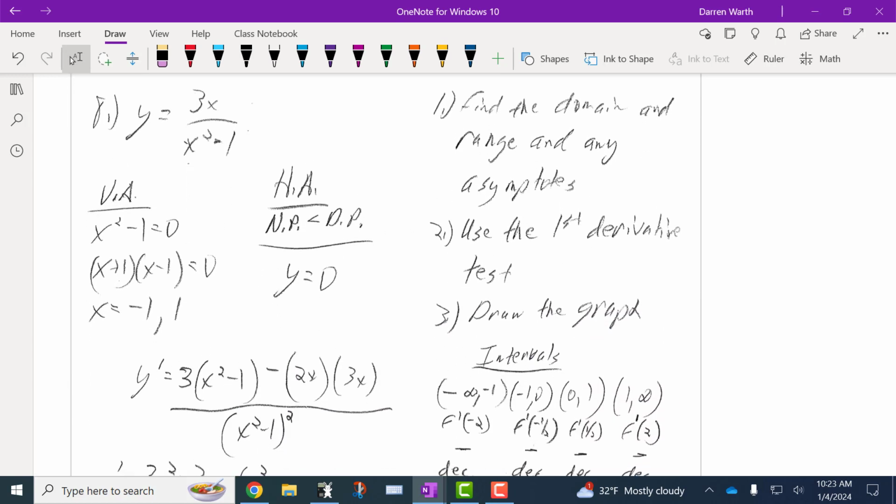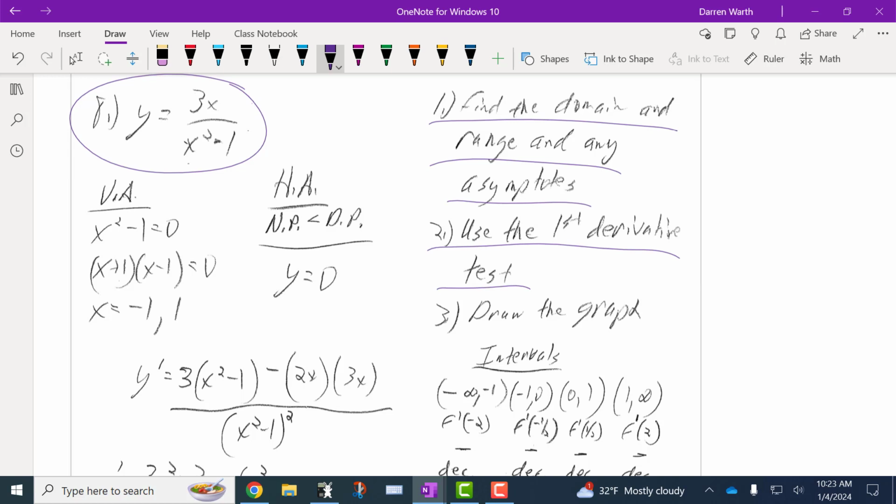Okay, on number 8, it says that it wants to go ahead and use the techniques learned in this chapter to sketch the graph of the function y equals 3x over x squared minus 1. So there's my equation right here. I got 3x over x squared minus 1. So remember the very first set of rules, you're going to find the domain and the range and any asymptotes. Then you're going to use the first derivative test, and then you're going to draw the graph.